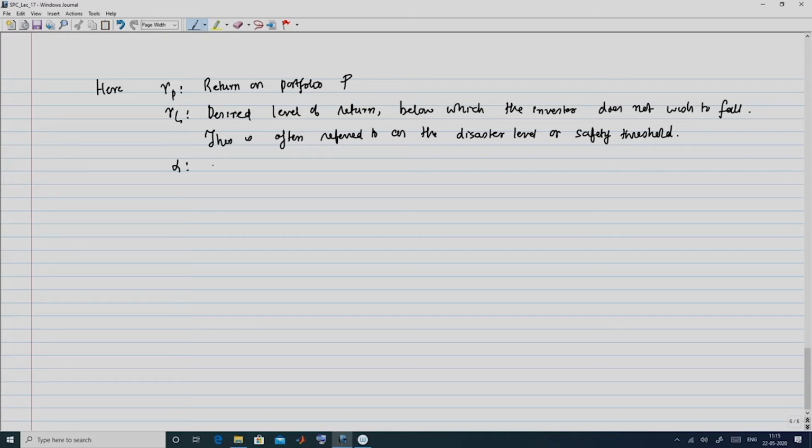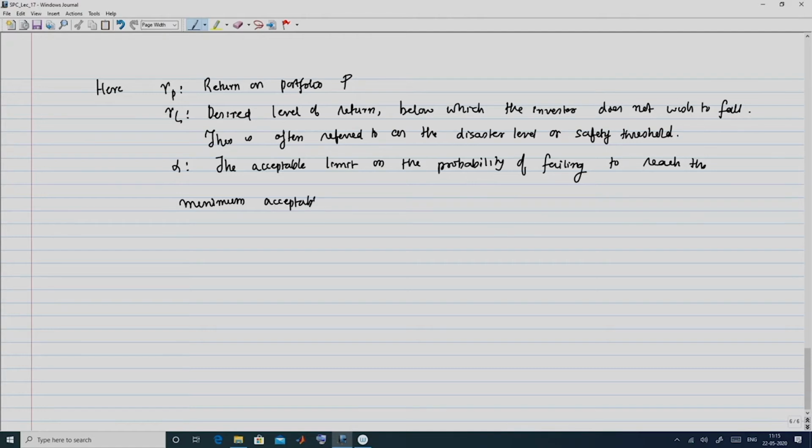And finally, alpha is going to be the acceptable limit, that means the maximum possible percentage chance that you are willing to accept on the probability of failing to reach the minimum acceptable rate of return RL.